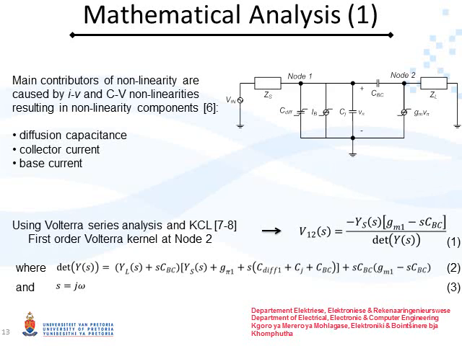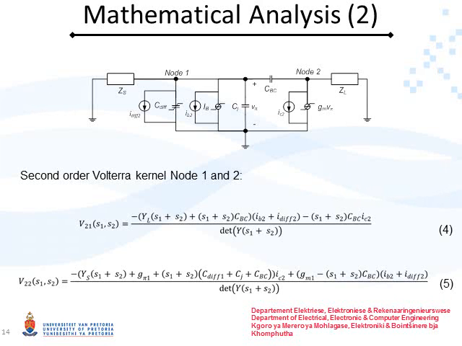Using the Volterra series analysis, the first order Volterra kernel at node 2 is shown in equation 1. The second order nonlinear components of the silicon-germanium HBT are shown in this figure. The second order Volterra kernels are obtained by placing the second order nonlinear currents and capacitors in parallel to the linear current sources and capacitors. The input voltage is now shorted. The second order Volterra kernels are then obtained using Cramer's rule and Kirchhoff's current law and are shown in equations 4 and 5.